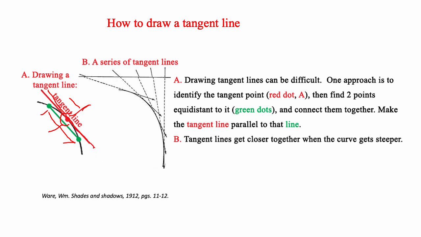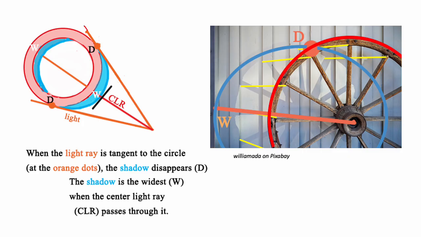When drawing a series of tangent lines like these, they get closer together toward one side as the curve gets steeper. When the light is tangent to the circle, the shadow disappears. You can see that with this wheel and its shadow, we don't see the shadow right here.